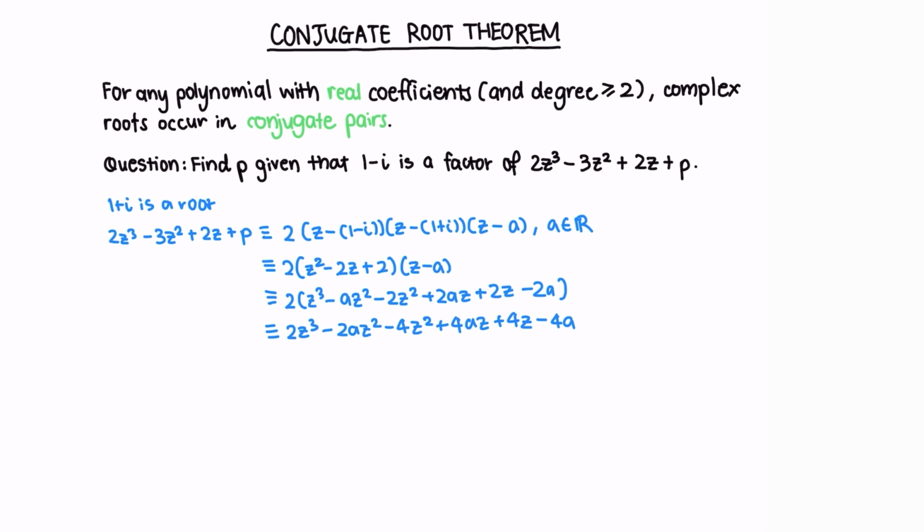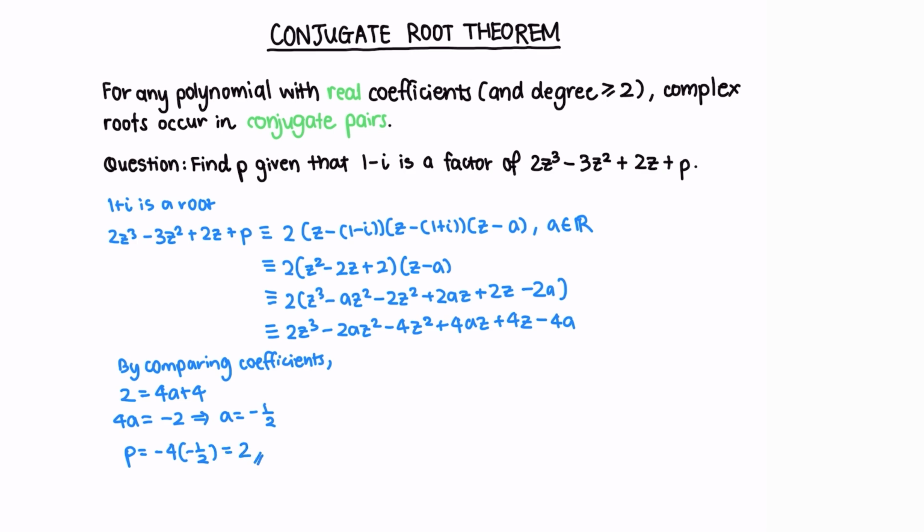And what can we do? We can again compare the coefficients of z. If we compare the coefficients, we get 2 equals 4a plus 4. And after we do our simplification, we get 4a equals negative 2, which means that a equals negative half. And remember, again, if we compare the constant term, we get p equals negative 4a. So p is just negative 4 times a, which is negative half. And we get p equals 2.